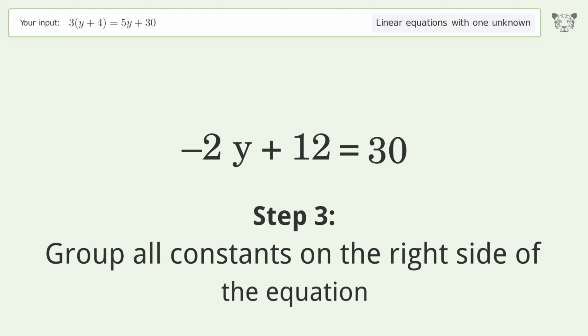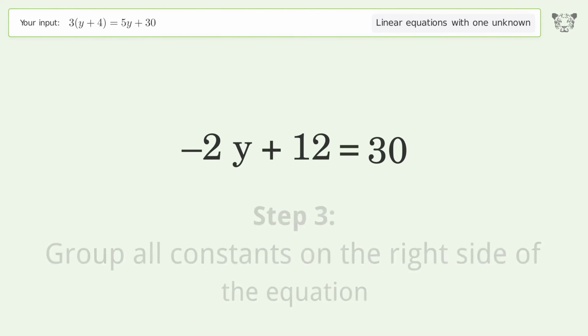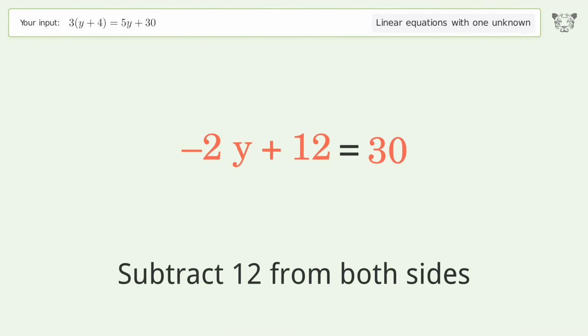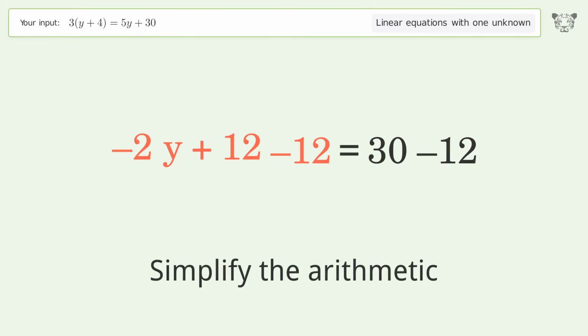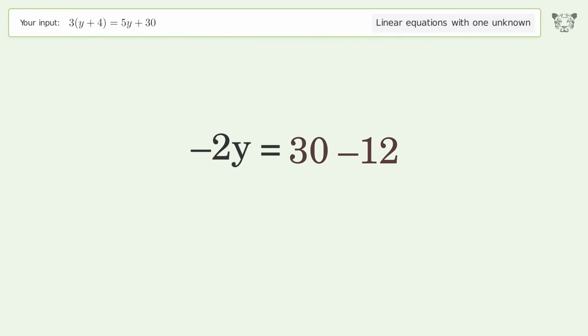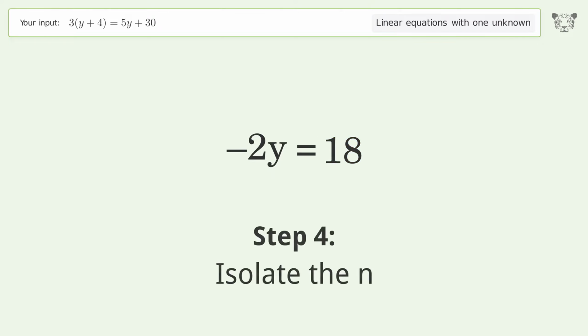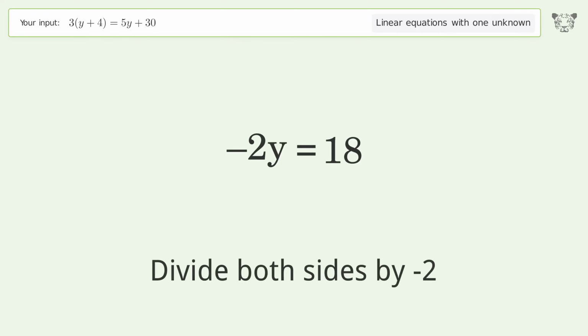Group all constants on the right side of the equation. Subtract 12 from both sides. Simplify the arithmetic. Isolate the y. Divide both sides by -2.